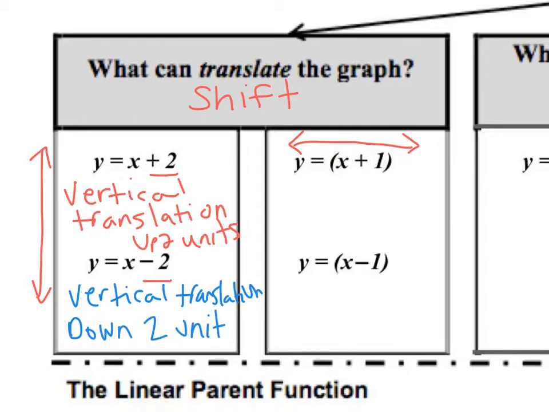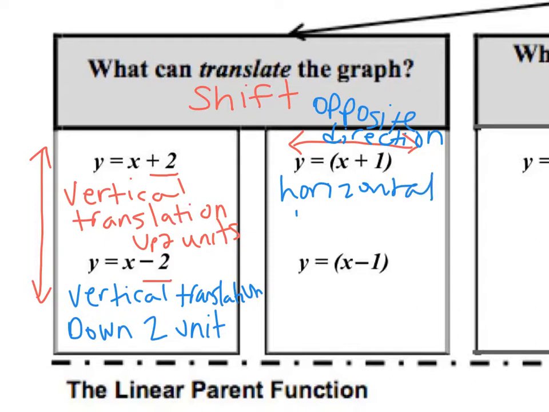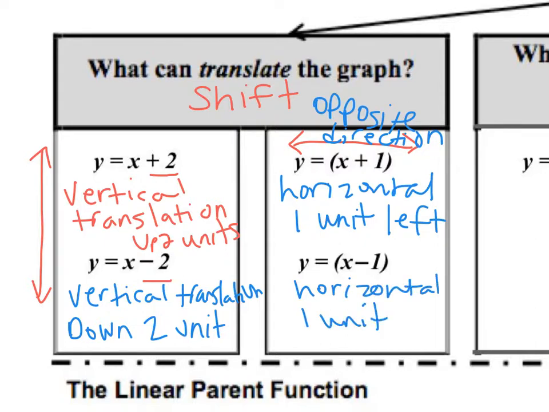And remember what we were running into in the quadratic functions when we had the numbers inside the parentheses. That was the whole x flips. So we're going the opposite direction when we're inside parentheses. So this one's going to be a horizontal translation, and it's going to be 1 unit to the left because it's going the opposite direction. And this one's going to be horizontal, and it's going to go 1 unit to the right.